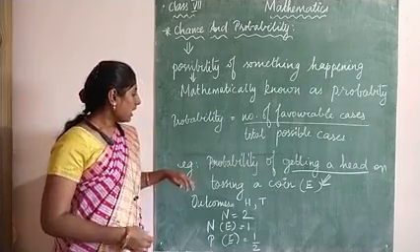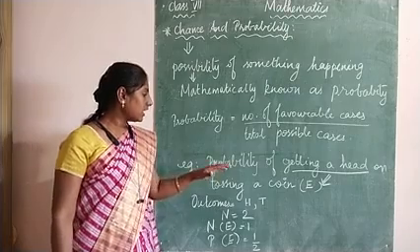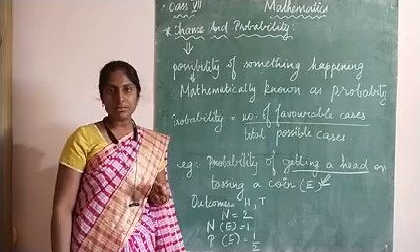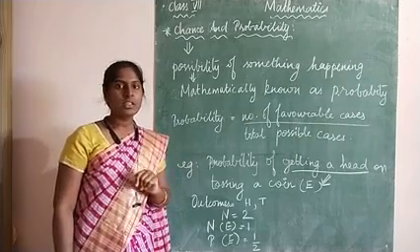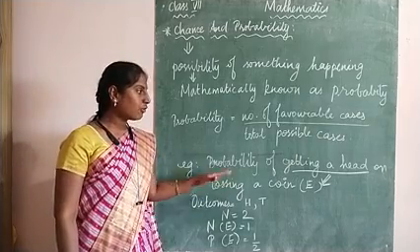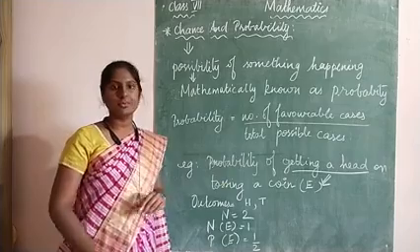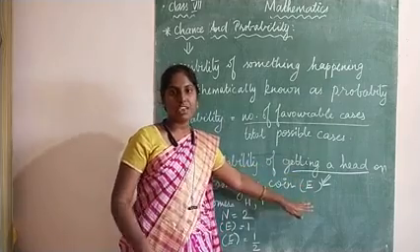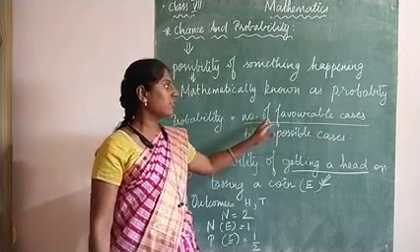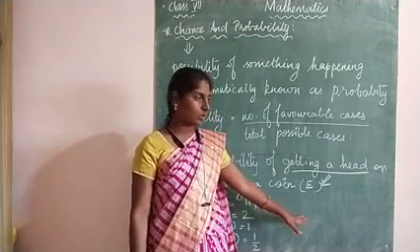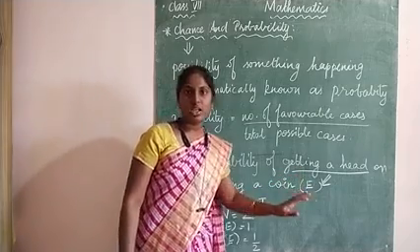Look here. Example, probability of getting a head on tossing a coin. You all know how a coin will be, right? Yes, it has a tail and it has a head, right? So here I am finding the probability of getting a head on tossing a coin. Let me take this as my favorable event. Let me have it as E, that is favorable event, getting a head on tossing a coin.